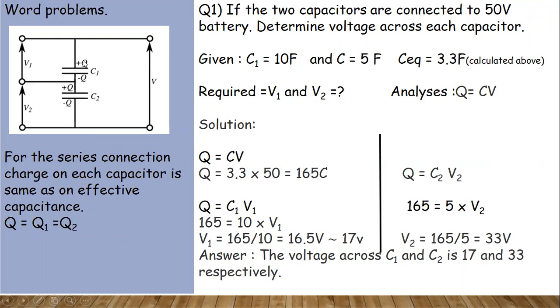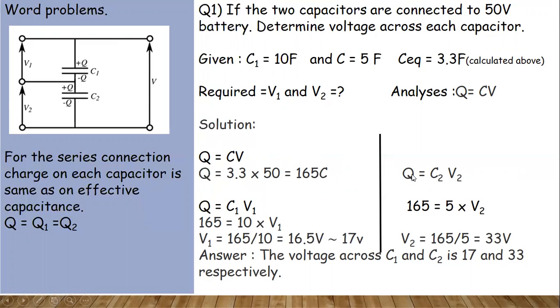Now we are going to find what is the voltage across each. So Q is equal to C1 V1. Q will be the same for all the capacitors connected in series. So V1 is equal to Q by C1. So that is equal to 16.5, approximately 17 volts.